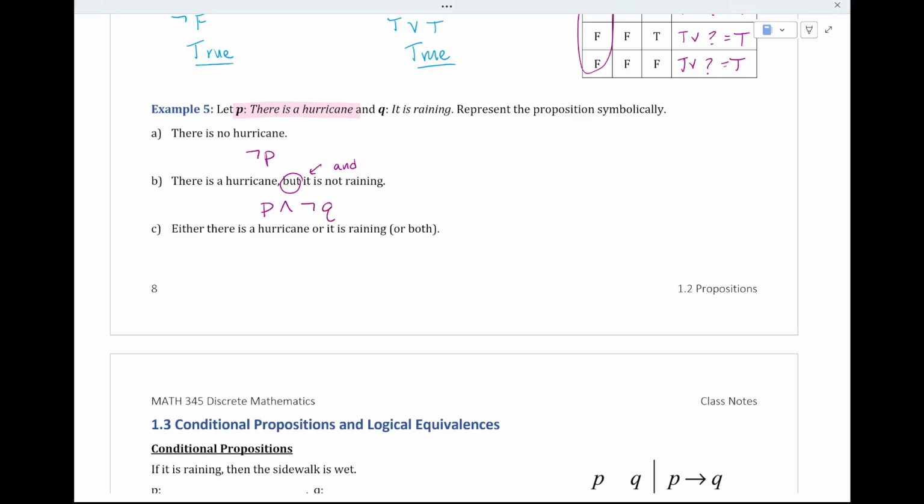Either. So here's your cue that we're going to do or. There is a hurricane, or it is raining, or both. This is the one that is our default case, the or both. So this is the inclusive or. So there is a hurricane, or it is raining. P or Q. Here we practiced taking our propositions and writing them with symbols.